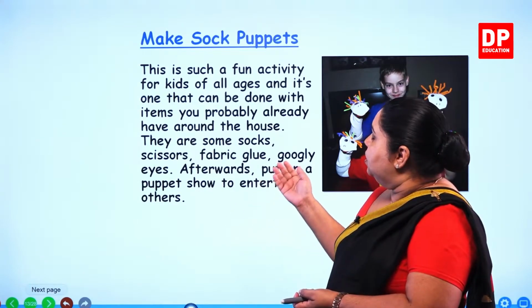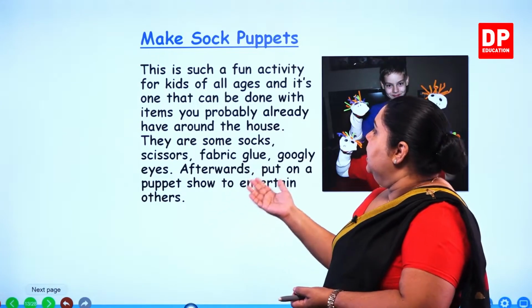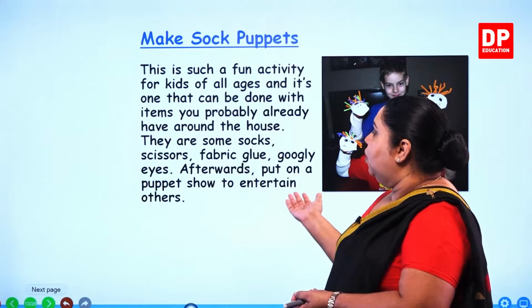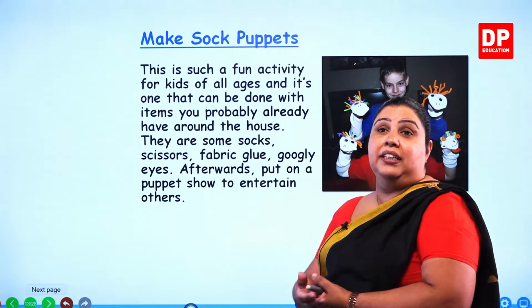There are some socks, scissors, fabric glue, googly eyes. Afterwards, put on a puppet show to entertain others.